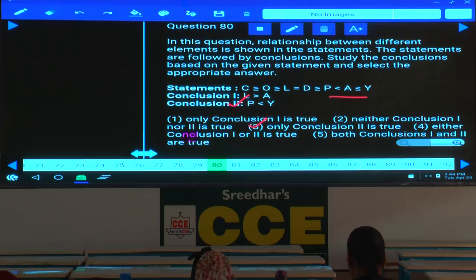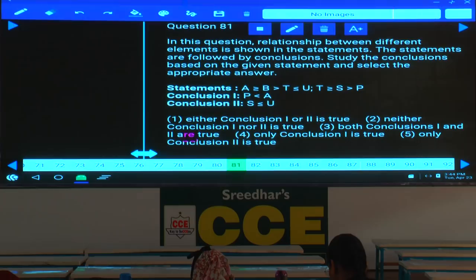Then question number 81. Now in this 81, the relation between A and P. A is here and P is here. Tell me what is the element which is common. T is common.